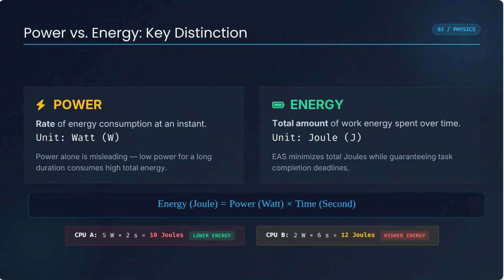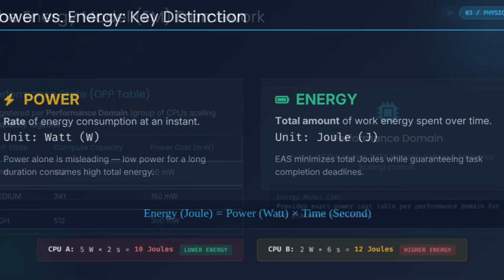Before going further, we need to separate two terms people often confuse: power and energy. Power is the rate energy is consumed at any instant, measured in watts. Energy is the total consumed over time, measured in joules. Energy equals power times time. Here's why that matters. CPU A draws 5 watts for 2 seconds, so it is 10 joules in total. CPU B draws only 2 watts, which sounds better but takes 6 seconds, which is 12 joules. So CPU B used less power at any moment but consumed more total energy simply because it took longer. This is why EAS optimizes for total joules, not just low instantaneous power.